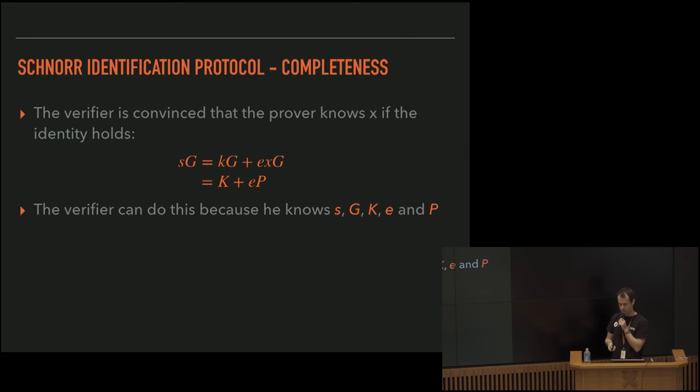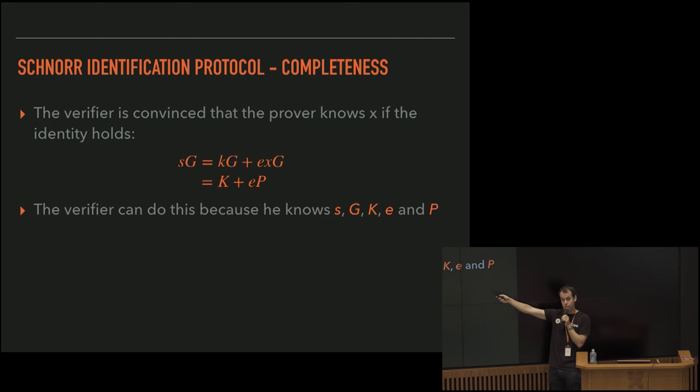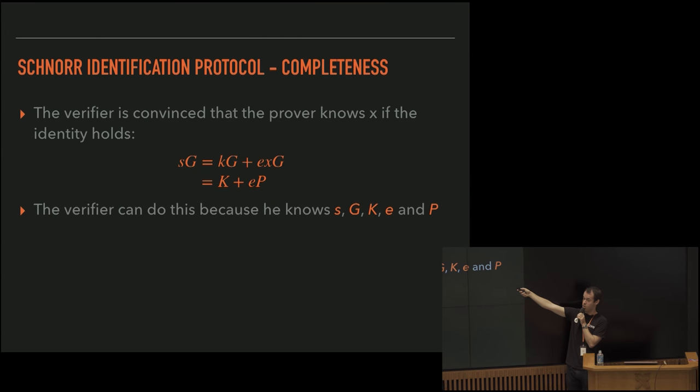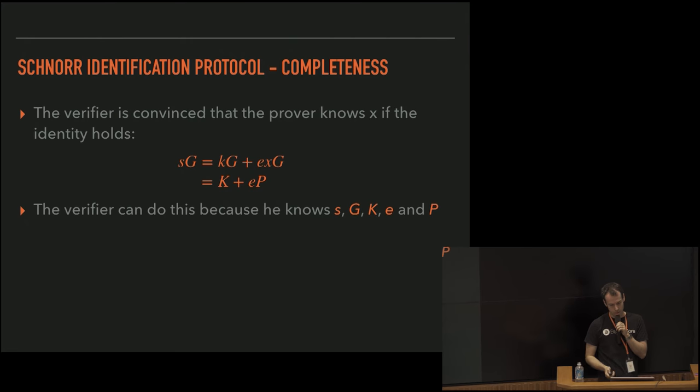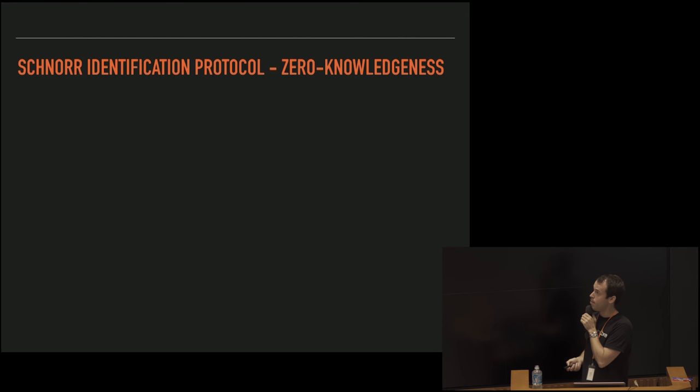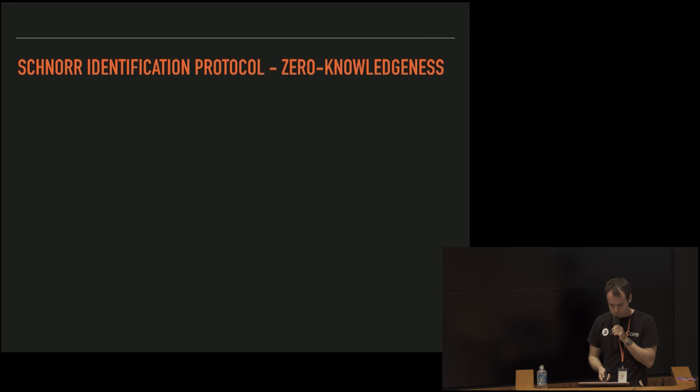And you as a verifier can do this because you know s. I told you s. You know G, that's a generator point of the group. That's shared between everyone. You know big K because I sent that to you in step one. You know e because you sent that to me in step two. And you know my public key because it's public. Okay, so you'll believe me if I produce this s that satisfies that equation.